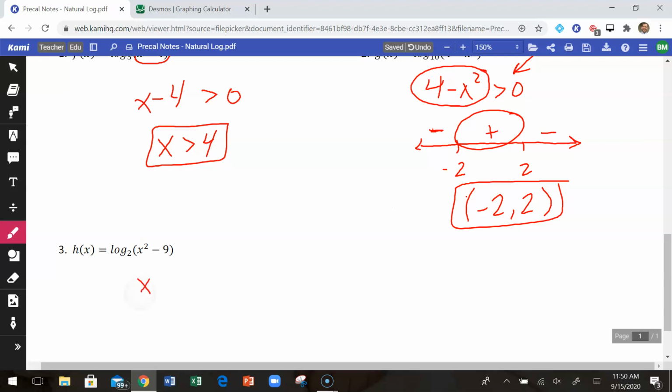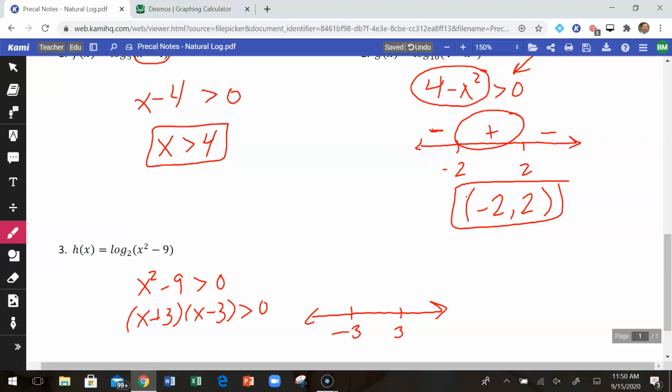Same thing is true for number 3. Again, we have a quadratic. x squared minus 9 would have to be greater than 0. And then we want to think about this as if it were an equation. So if we factored this out to x plus 3 and x minus 3, we would think about on the number line having negative 3 and positive 3 here. And then plugging in numbers into this, however you want to look at it, in each one of those intervals.